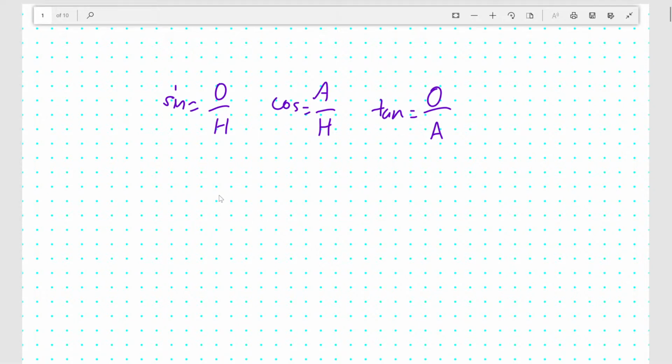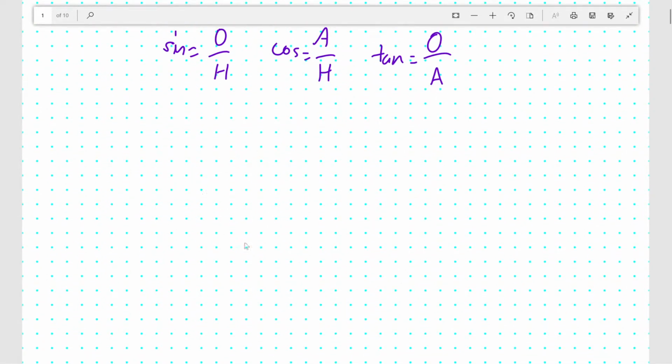And of course you could get these from any triangle, but what the unit circle centers around, its specialty, is getting these values from a triangle of hypotenuse 1. So say you have your triangle here, and the hypotenuse is 1, and then this is your angle theta, this is your opposite side, this is your adjacent side.